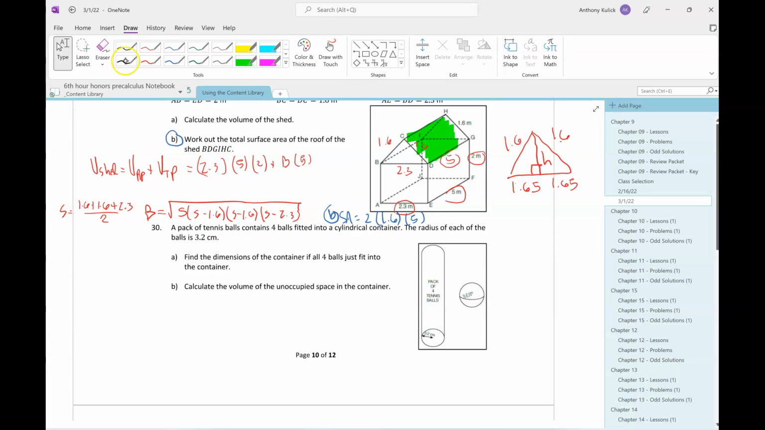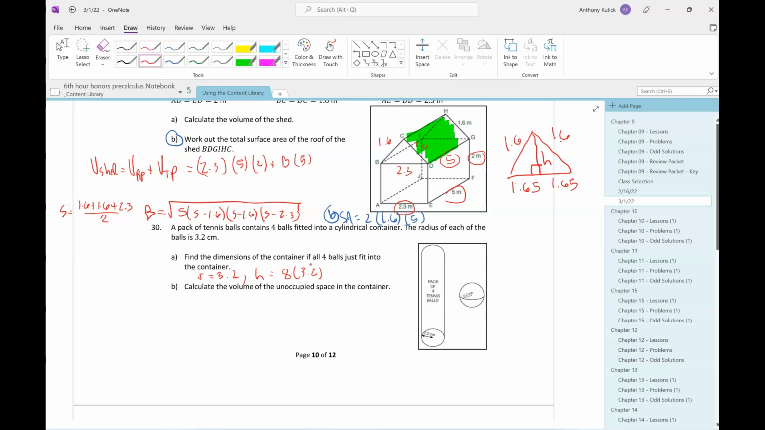Okay. So we're packing tennis balls into a cylinder, right? Find the dimensions of that cylinder if 4 balls fit in there. Well, the radius of the cylinder needs to be the same as the radius of the ball, right? And if we got 4 balls stacked up in there, the height of that cylinder is going to be 4 times the diameter of the ball, so really just 8 times 3.2, whatever that comes out to be, 25.6, I guess. Does that feel okay?